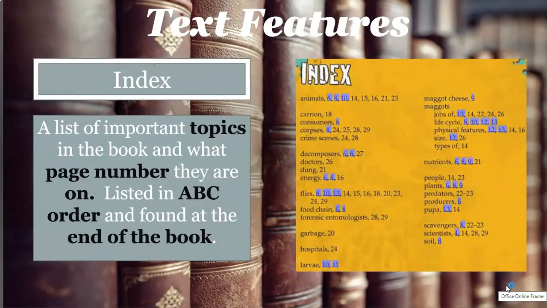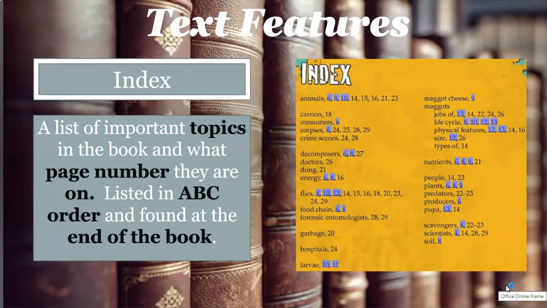All right, very similar to the table of contents is the index. The index is a list of important topics in the book and what page number they're on, listed in ABC order and found at the end of the book. So in this book, if I wanted to find pages with the topic of animals, I would look at page 6, 8, 10, 14, 15, 16, 21, and 23. And that is found at the end of the book, and I would just flip to it and then look at what page number and then flip to that page and find that topic.